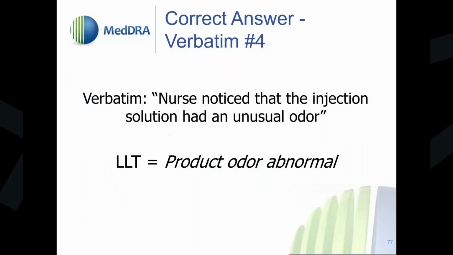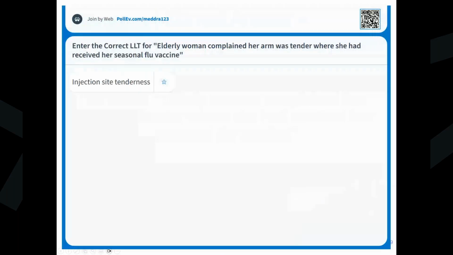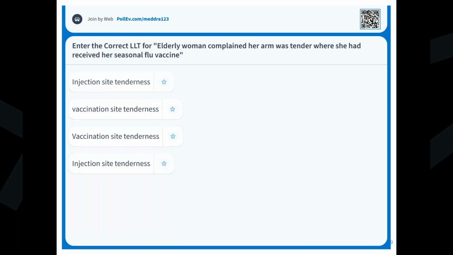And this is the last example. Elderly woman complained, oh, sorry. I hope you didn't see the response. Elderly woman complained the arm was tender where she had received her seasonal flu vaccine. So elderly woman complaining that the arm was tender where she had received her seasonal flu vaccine. And I'm very happy that you guys put in these two options so far as responses. We have injection site tenderness and vaccination site tenderness.